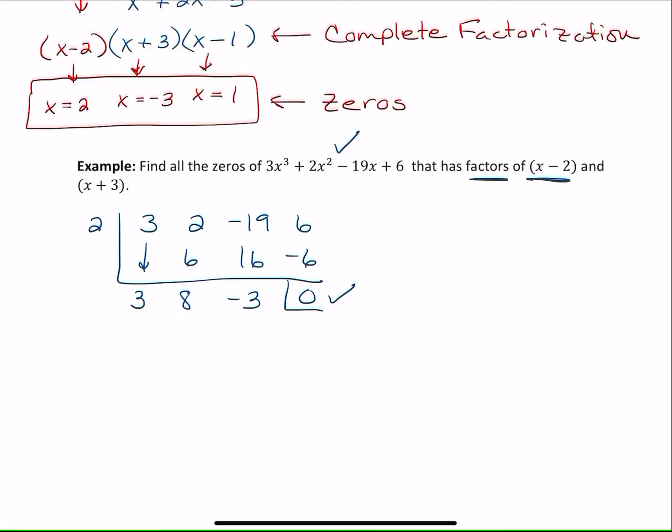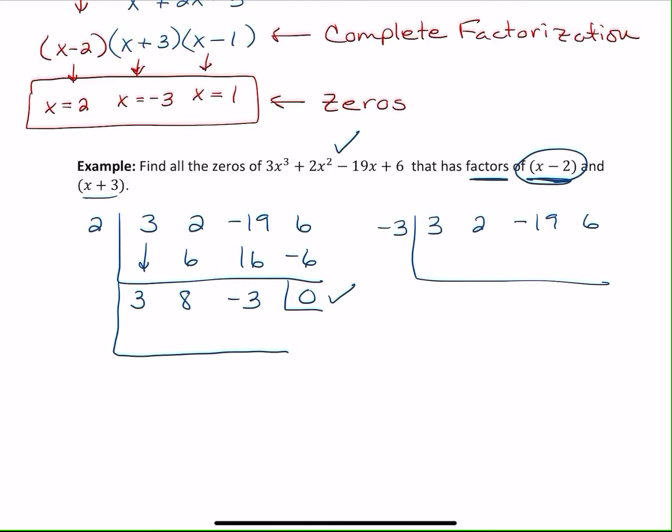Now, what you could do here is start over from the beginning with your same coefficients and divide out the -3. But if this was a factor, I can just go ahead and do the next one from the answer after I've divided the one factor out of it. So this one gives me a quadratic of 3x squared plus 8x minus 3.